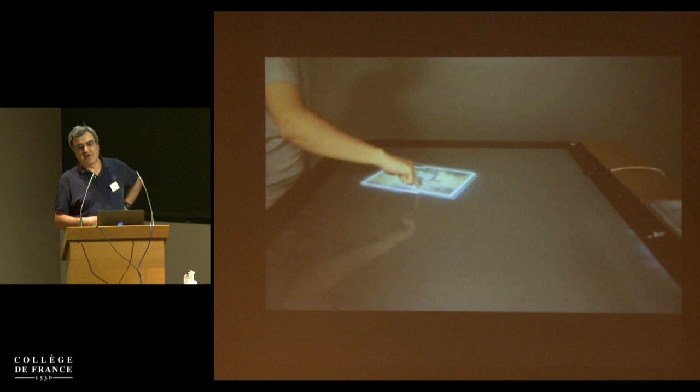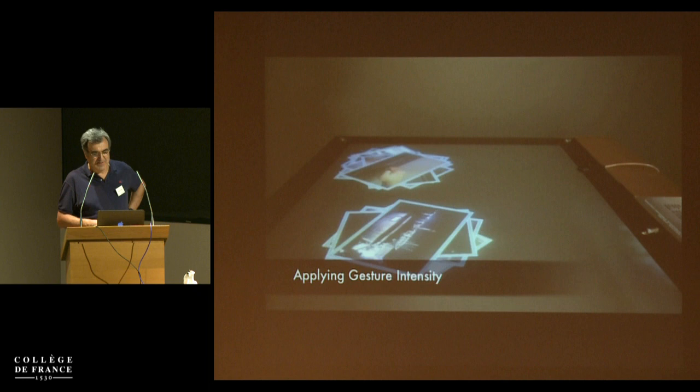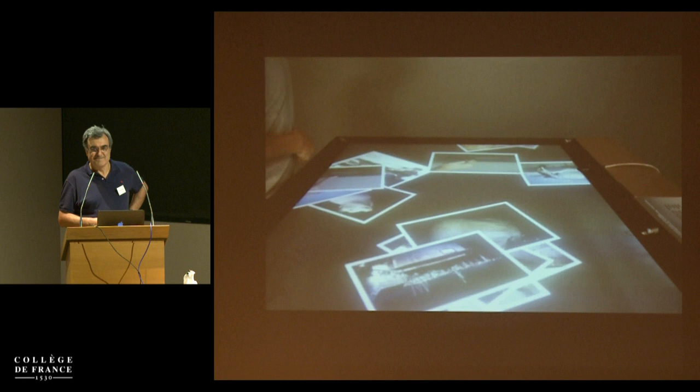Gesture intention can be detected by amplitude analysis. And you can extend, in this example, the stronger the gesture, the more scattered the objects become.